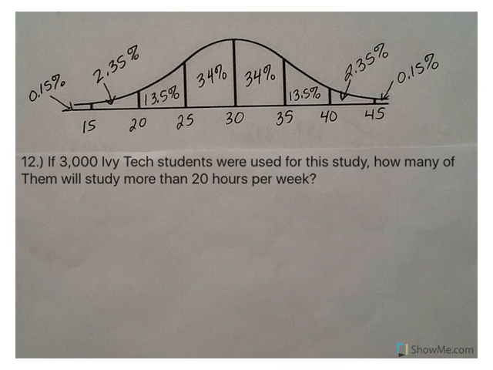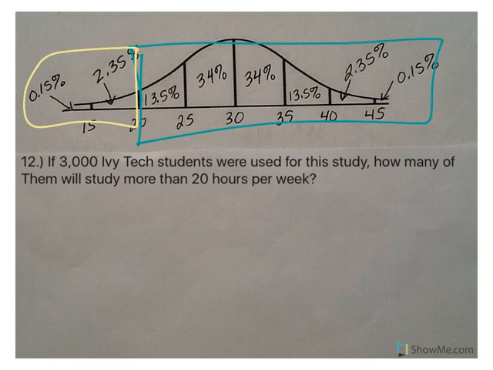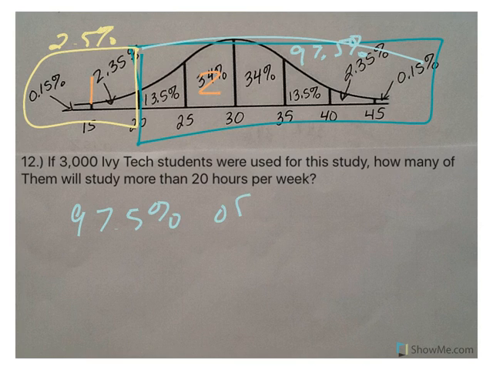Number 12, again with 3,000 students, how many of them will study more than 20 hours? Okay, well, 20 hours is here, more than that is all of these. Now I'm going to do it the easy way and say, well, here on the left is 2.5%. That means everybody on the right is everybody else, so they would be 97.5%, right? Because we know side 1 and side 2 have to add together to get 100%.